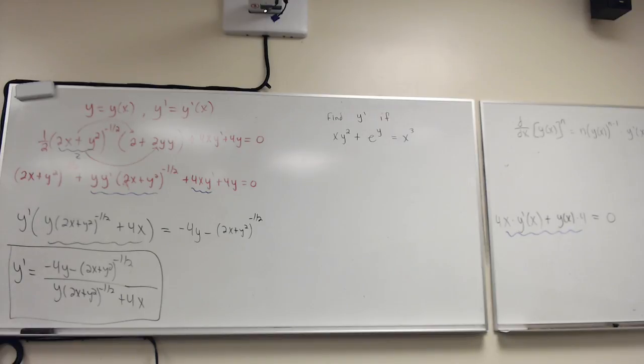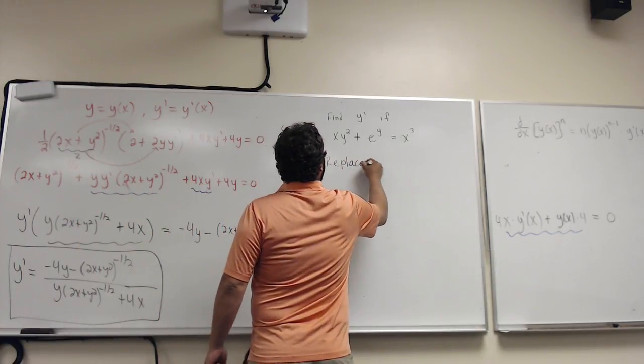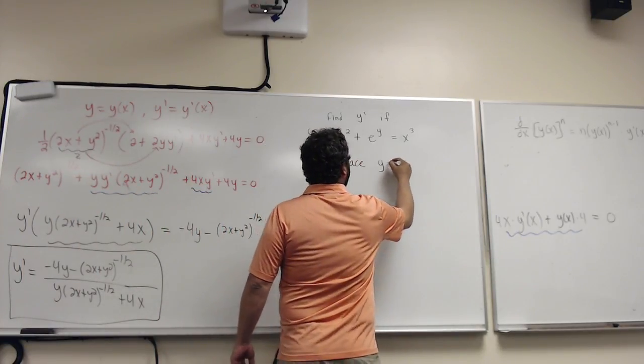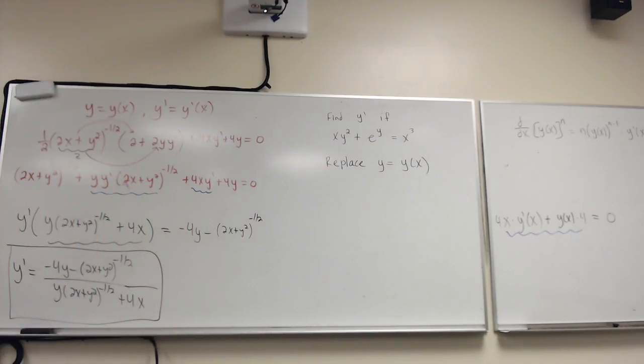Now, I'm going to do this one more time. You don't have to do this on the test. Okay? You're treating y as the dependent variable, so it's a function of x. But maybe for practice, just so we can see y as a function of x, we'll replace y with y of x. Because then we can actually see it as a function.